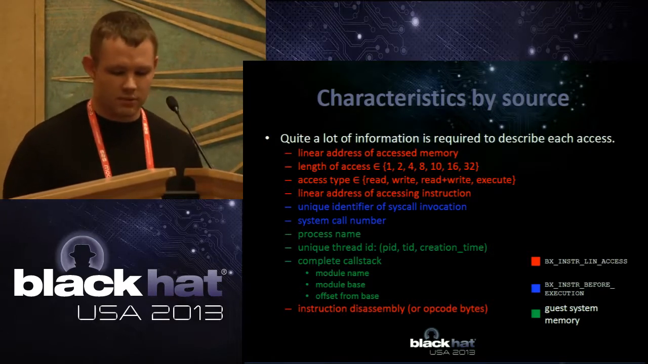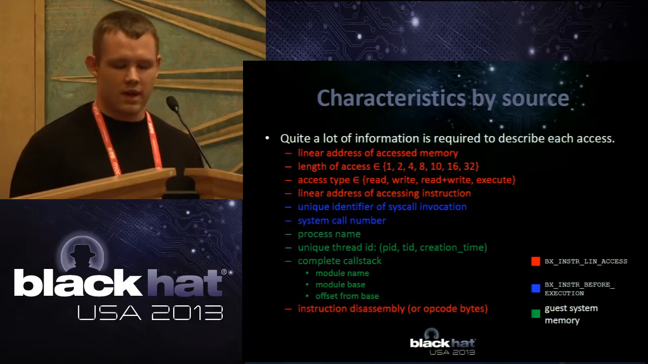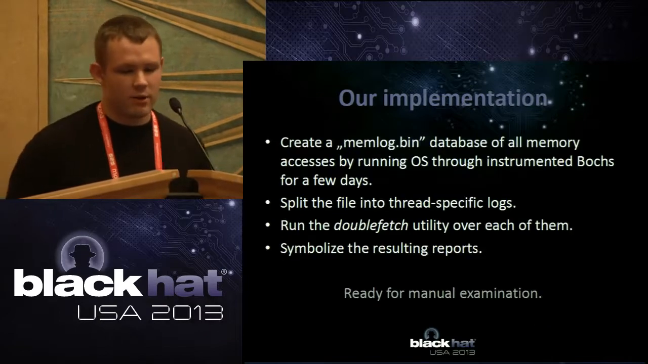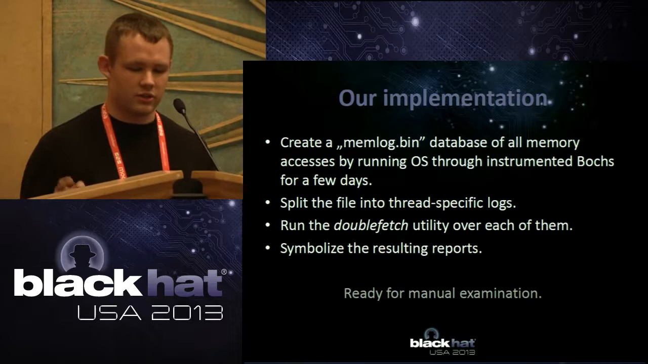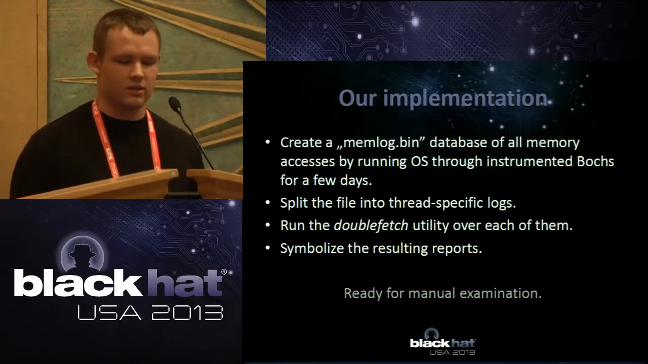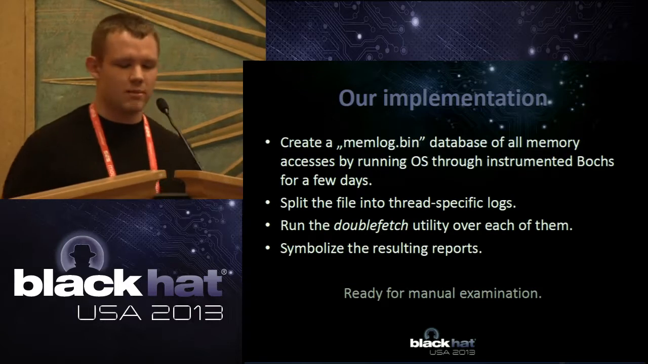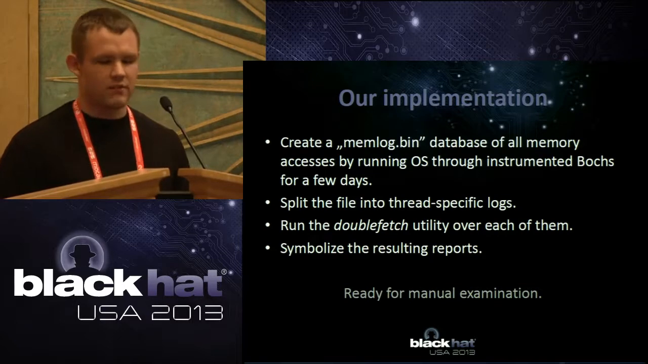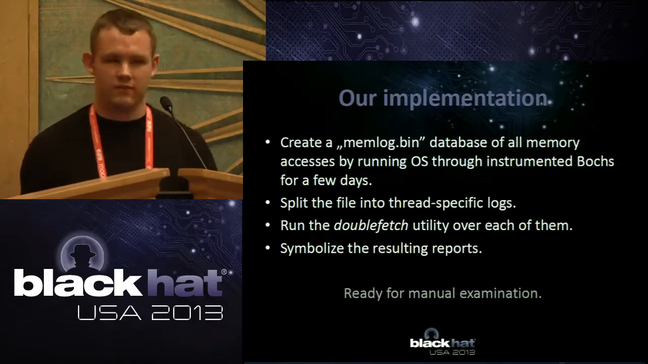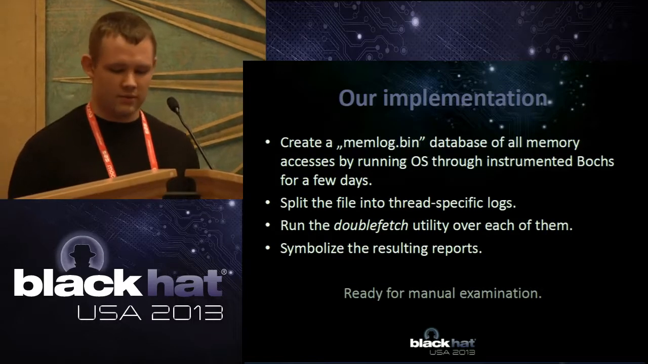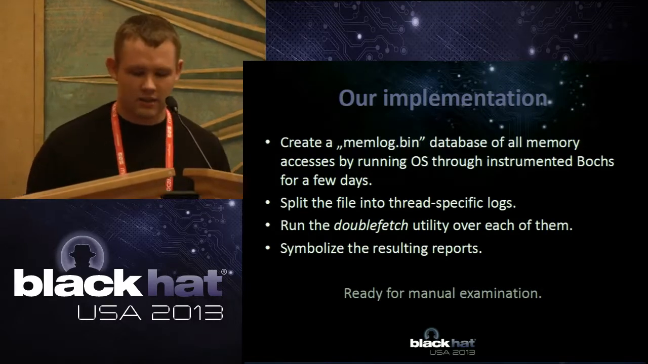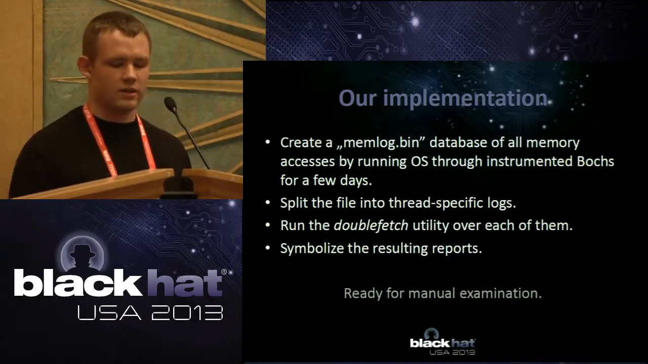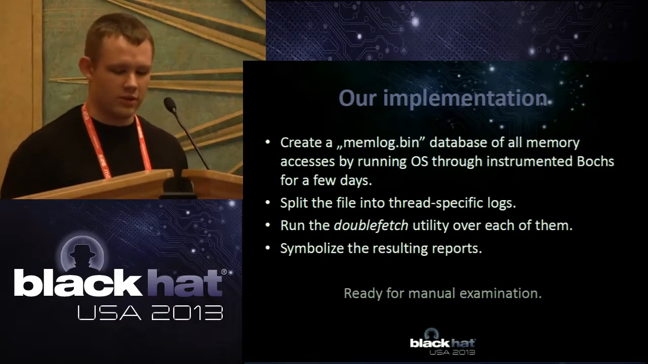And then we have the third type, which is the information that is stored within memory of the operating system that we have to read directly from RAM. So our implementation is as follows. We create a large memlog bin file that contains all of those memory accesses. It's usually many gigabytes because there are lots of memory fetches within the operating system lifespan. We split the file into thread-specific logs, so we end up with thousands of log files, each corresponding to a thread that was running inside of the system. We run the double fetch utility over each of them, and after we have the output, we symbolize the resulting reports, perform unicization, and then look into them.